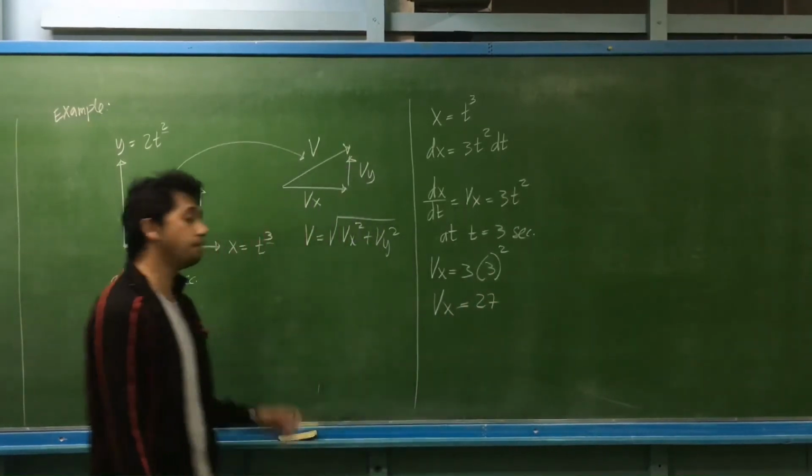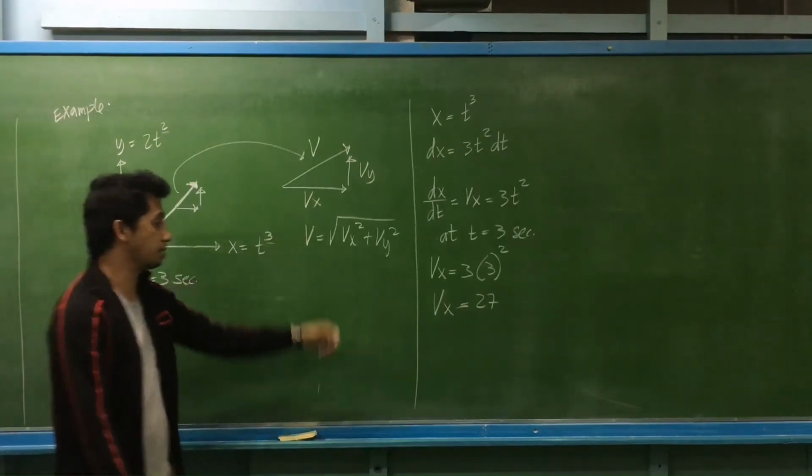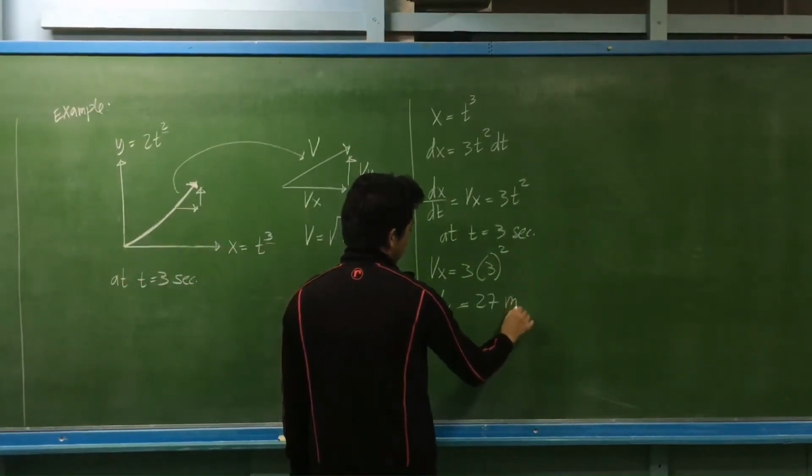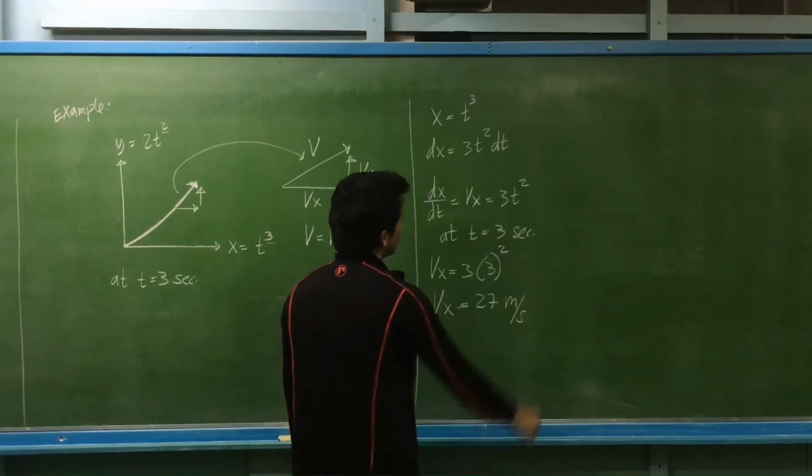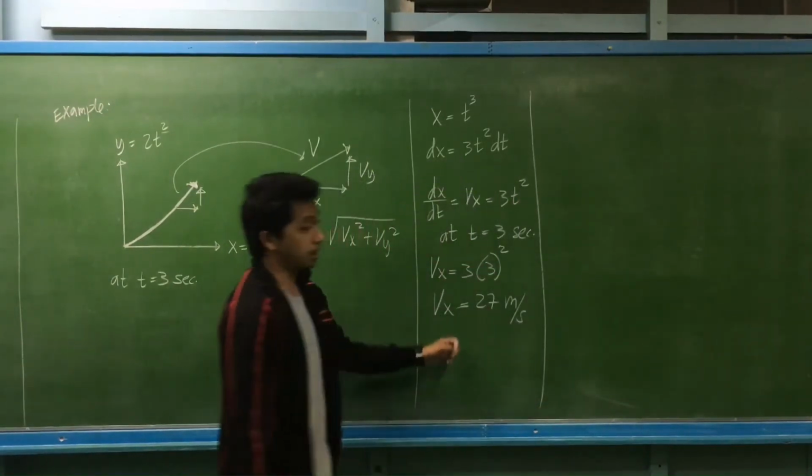According to the problem, x and y are in meters and time is in seconds, so this is in meters per second. So that is the velocity along x.